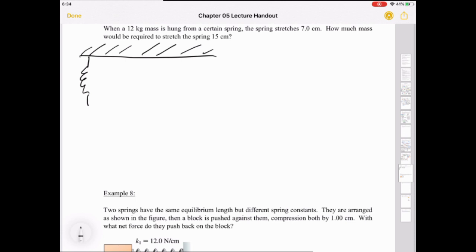And that's, say, our unstretched spring. So this situation is different than how I drew this when I introduced it. Now this spring is hanging, so the spring should be experiencing gravitational force. So it ought to stretch a little bit just under its own weight, right?